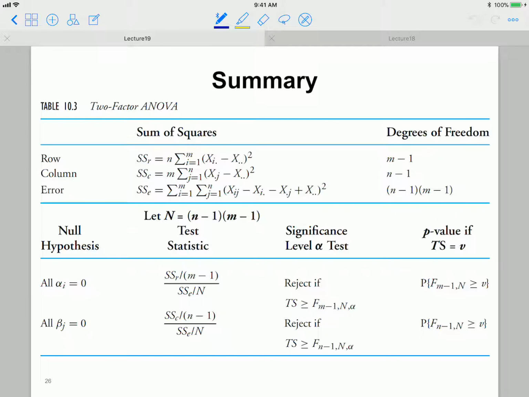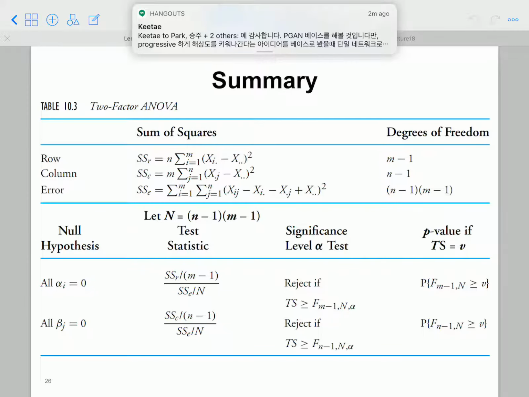Okay, so the book is skipping the case of the hypothesis testing for the column effect, but the column effect should be easily extended by using the row effect one.